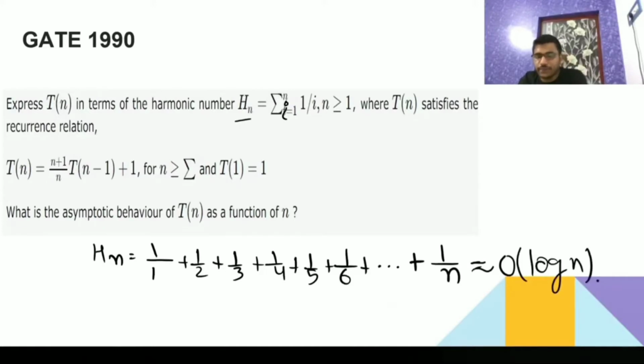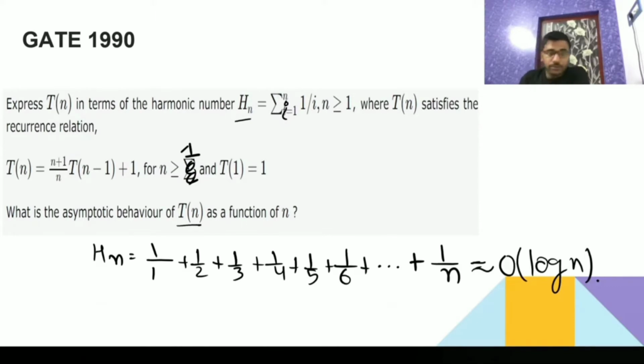So they have given that Tn satisfies the recurrence relation, where n is greater than or equal to, it should be 1. There is some typing mistake. It should be greater than or equal to 1, and T1 is equal to 1. Now they are asking what is the asymptotic behavior of Tn.